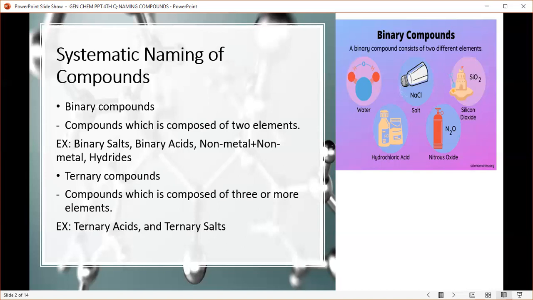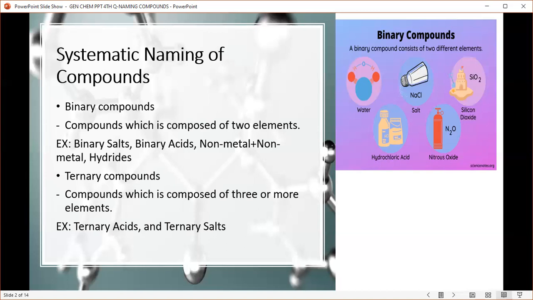So here are the different major examples of binary compounds. First, we have the binary salts, the binary acids, the nonmetals, which are molecules composed of two nonmetals, and we also have hydrides.